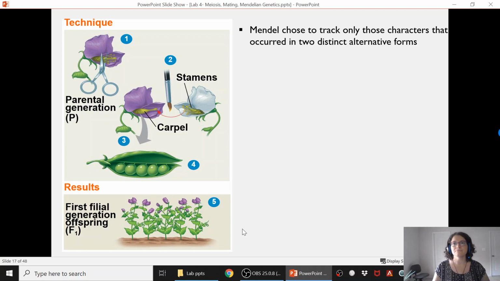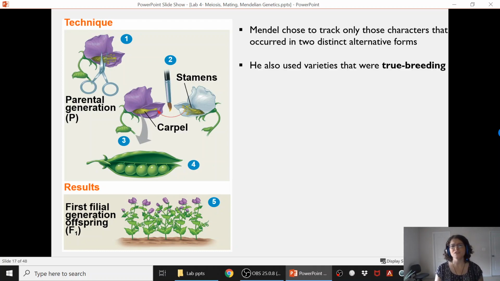He chose to only track those characters that he knew only occurred in 2 distinct forms. He didn't understand polygenic traits, but his actual principles applied. He used varieties that were what's called true breeding. Basically, true breeding means that if you bred this true breeding purple with itself, it would never, ever create a white. And we're going to explain why that is. Same with the white. You would never create a purple if you only bred the white with itself.